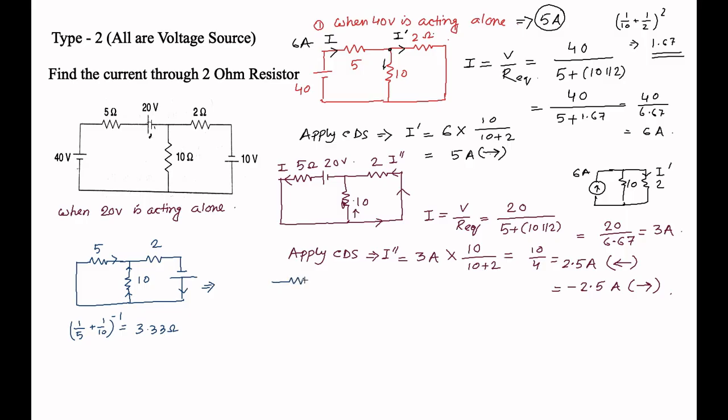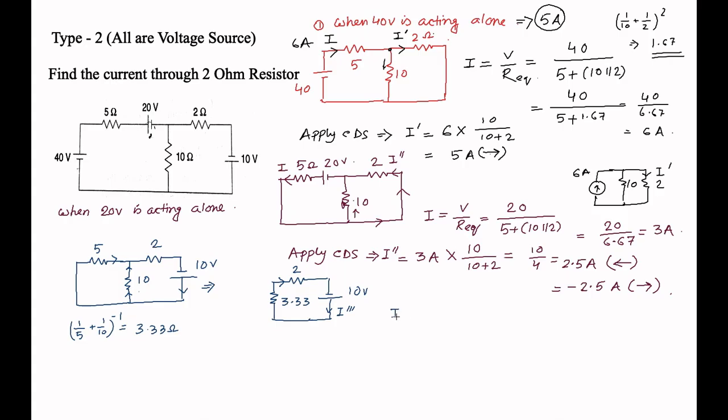The actual circuit diagram is: 3.33 ohm is the equivalent resistance of 5 and 10. This is 2 ohm and this is 10 volt. Here I write 10 volt. Now the 10 volt is applying I3 current, because whatever current is flowing through the 3.33 ohm is also flowing through the 2 ohm.